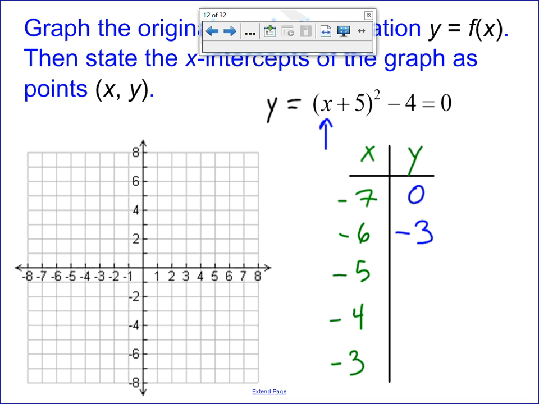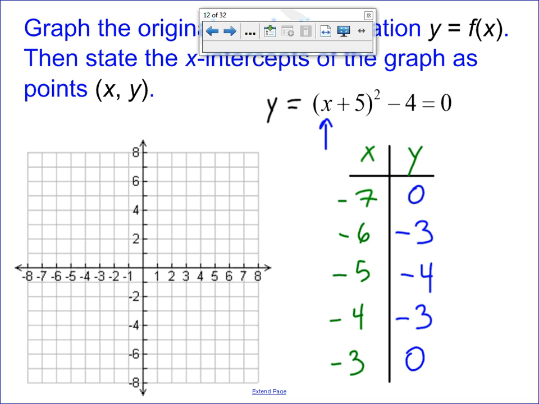Negative 5, I got this one. Negative 5 plus 5 is 0. 0 squared is 0 still. And then 0 minus 4 is negative 4. Negative 4 plus 5 is 1. Squared is 1. Minus 4 is negative 3. And we're close. Negative 3 plus 5 is 2. 2 squared is 4, and 4 minus 4 is 0.